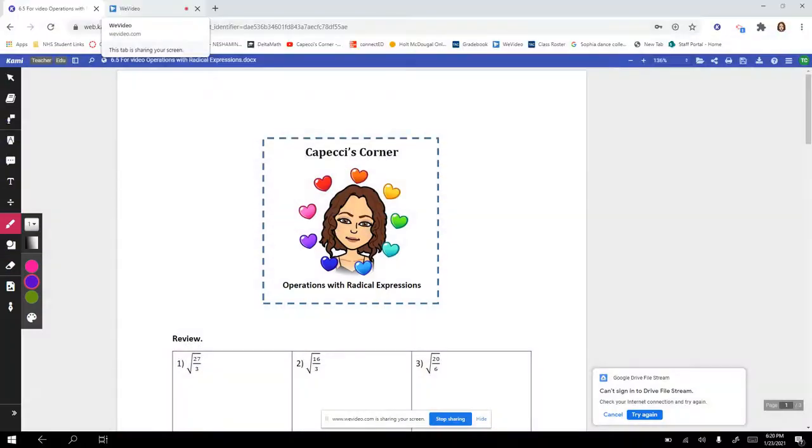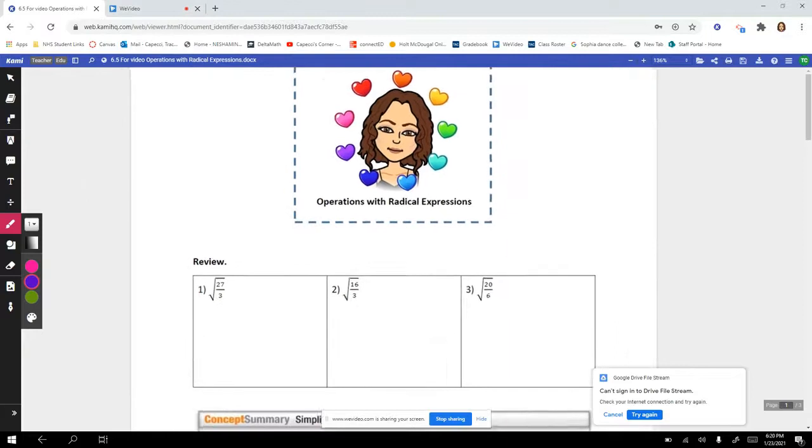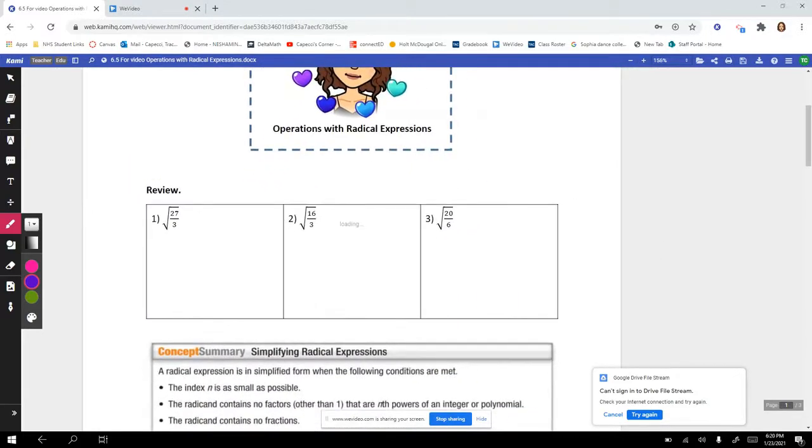Today on Capecho's Corner, we're going to look at operations with radical expressions. So let's start with a little bit of review that you did in Algebra 1. We have the square root of 27 over the square root of 3. We can simplify that to the square root of 9, which we know simplifies to 3.